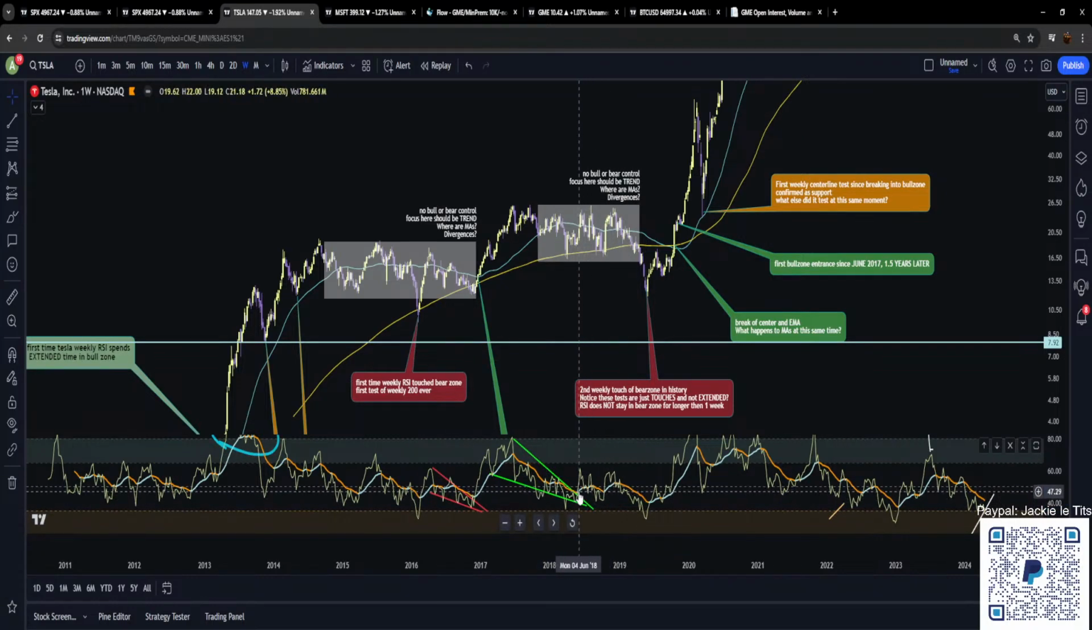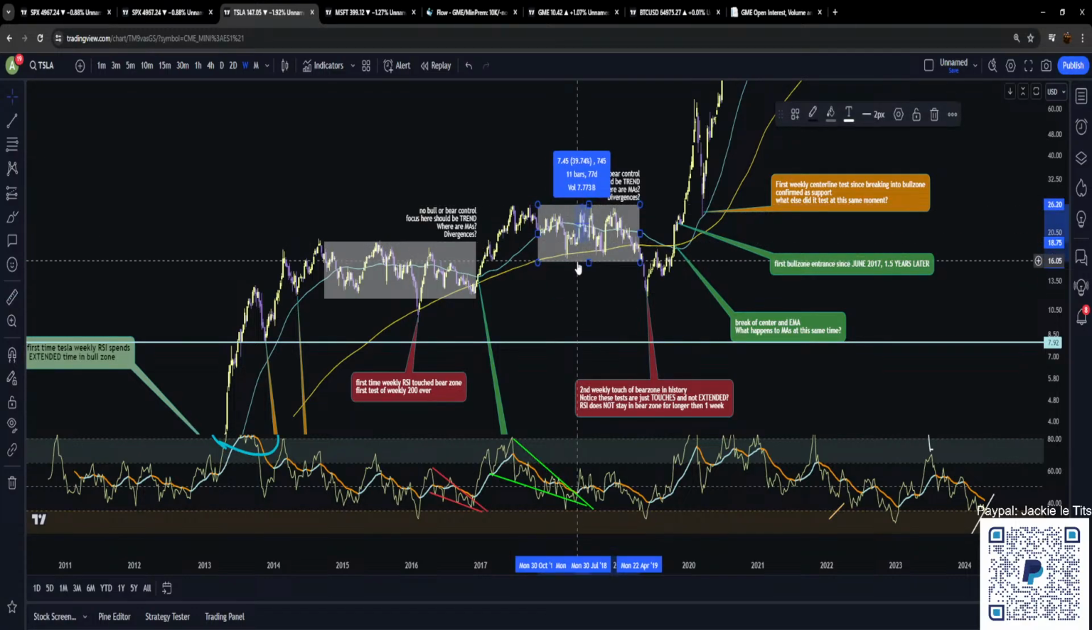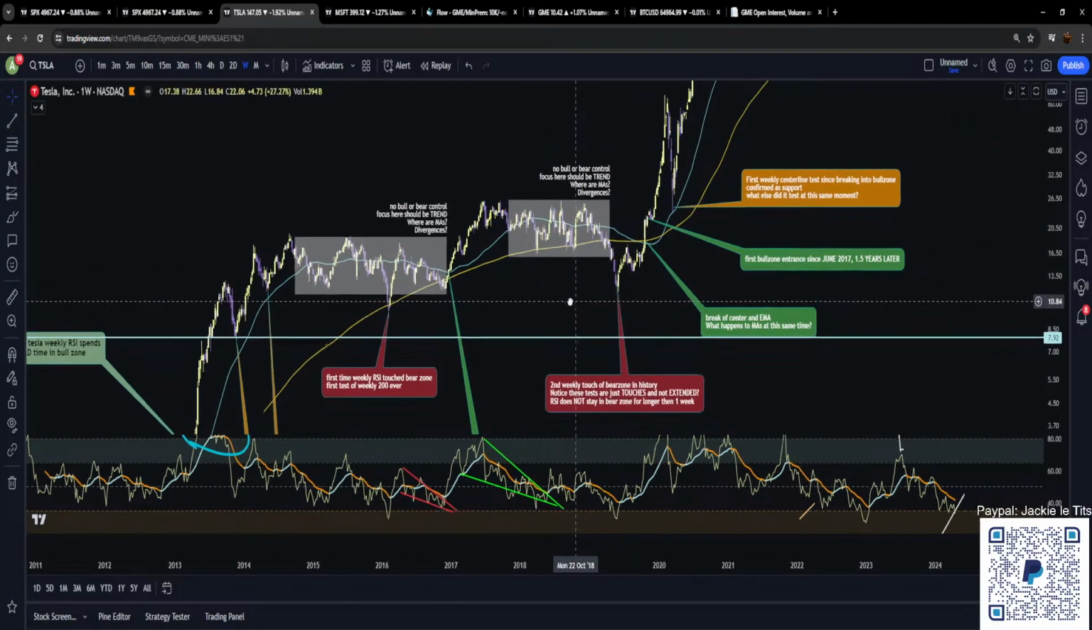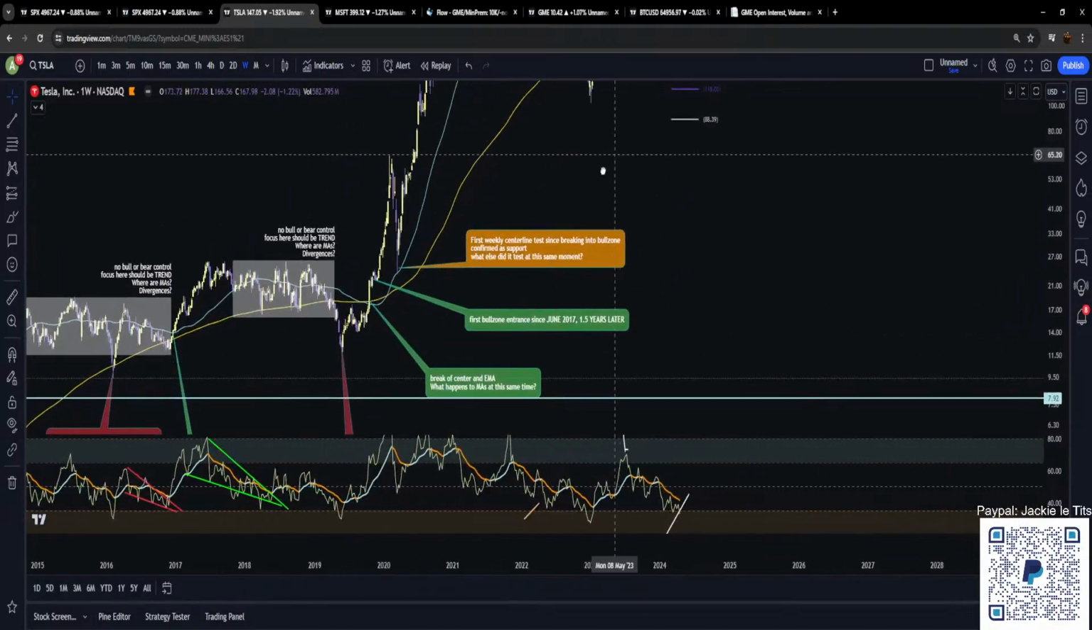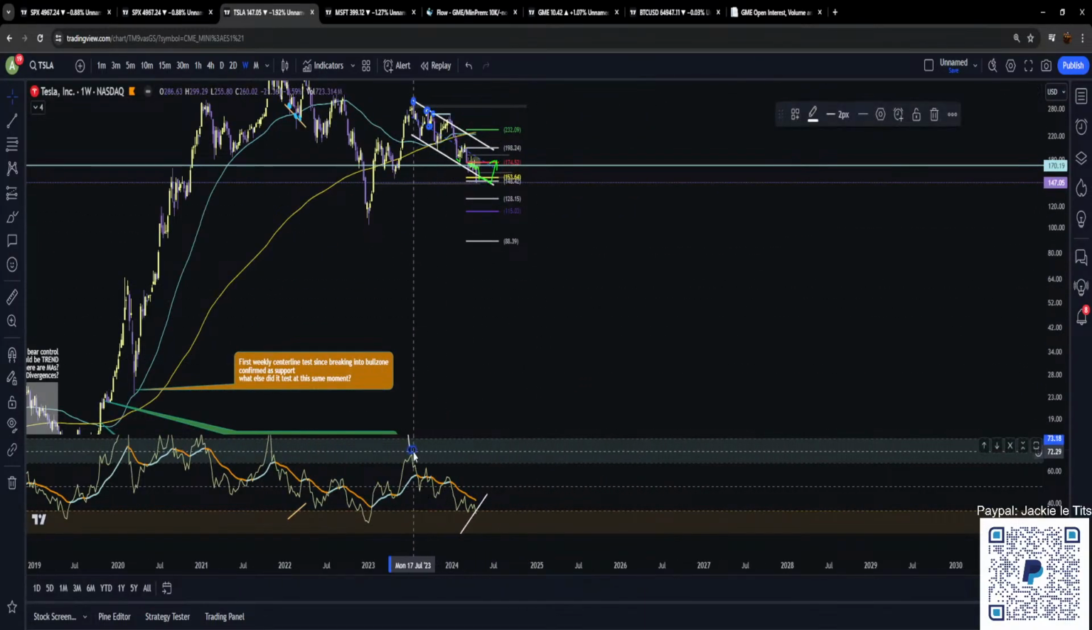Right? Another huge move. I know it doesn't look like much, but 40%. Okay? Now, let me ask you something very quickly.